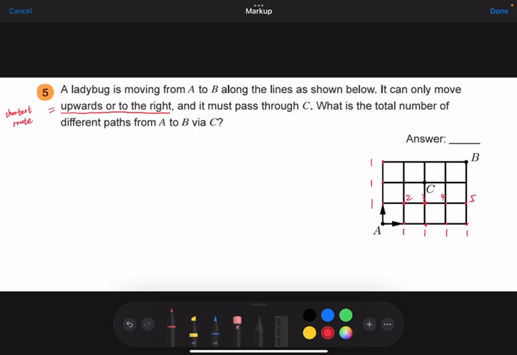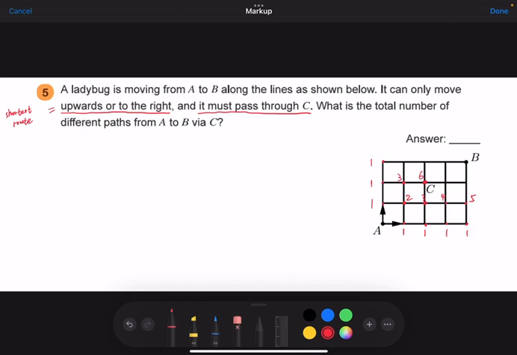Okay. And in the question, it says we must pass through point C. So it's a must-pass-through situation. To get to this point, it's still the same as how we get the number at this point. 1 plus 2 is 3. And to get to point C, we have 3 plus 3. So 6 different ways to get to point C.